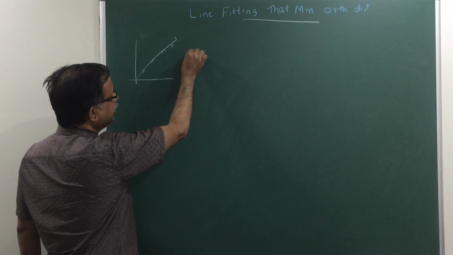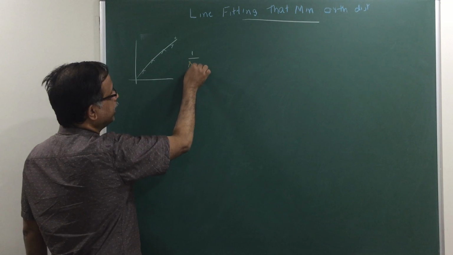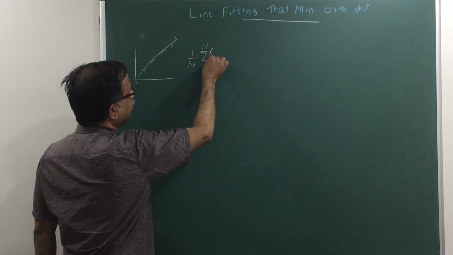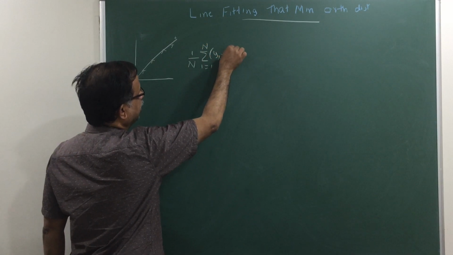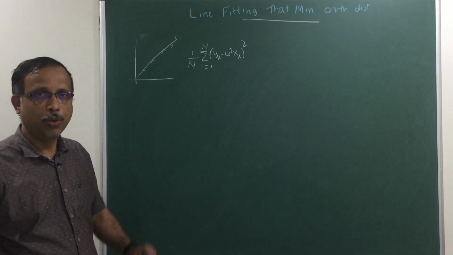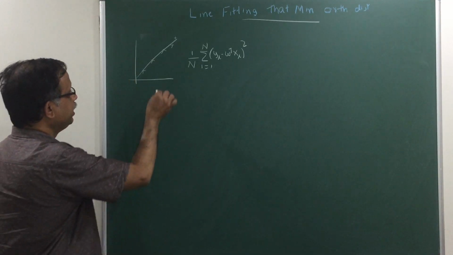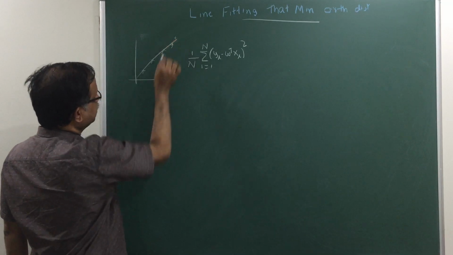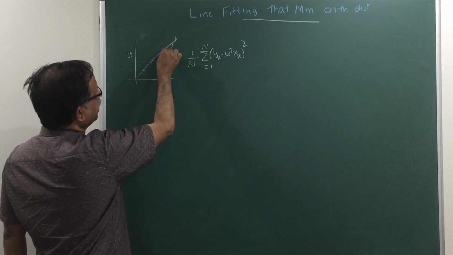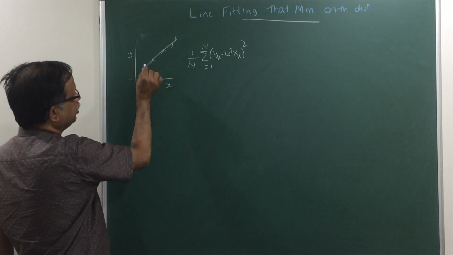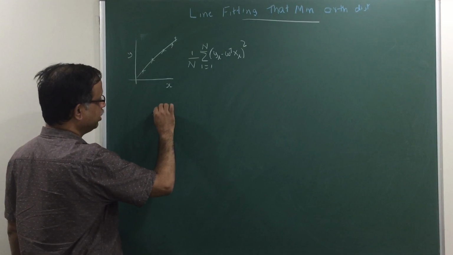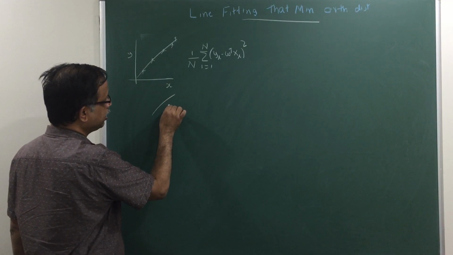If you notice, the objective function was something like 1 by n, sum over i equal to 1 to n, of (yi minus w transpose xi) whole square. What is the error here? The error in this case is, if this is x and this is y, error is axis aligned. Or if you zoom a little bit, this is the error that we talked about.